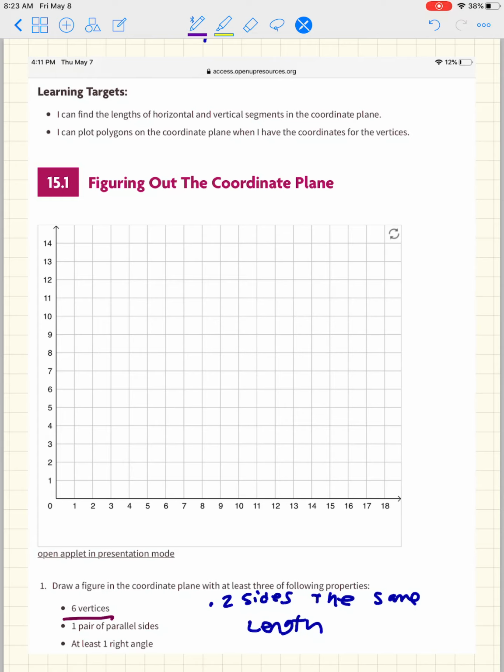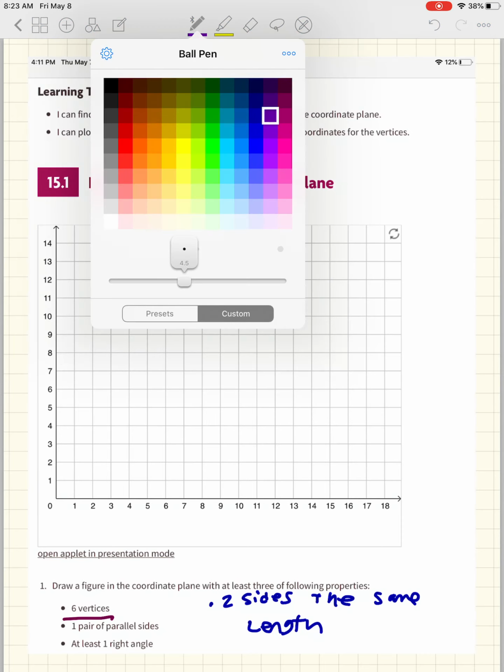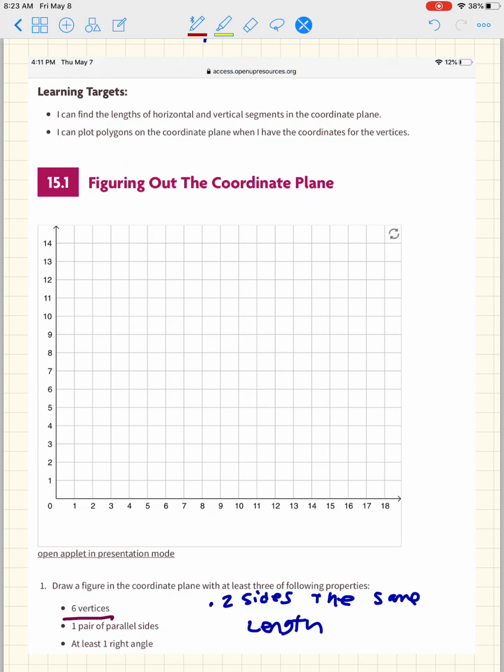Our learning targets are: I can find the lengths of horizontal and vertical line segments in the coordinate plane, and I can plot polygons on the coordinate plane when I have coordinates for the vertices. So these are our targets for today. That's what we're working on.